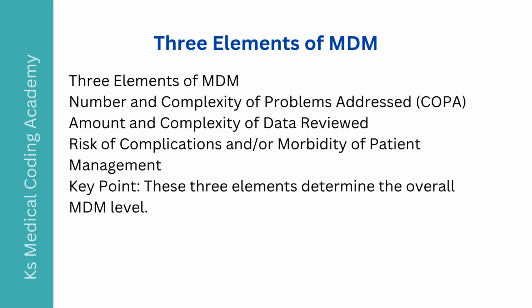Medical decision-making is based on three key elements. The first is the number and complexity of problems addressed, also called COPA. The second is the amount and complexity of data reviewed and analyzed. The third is the risk of complications or morbidity associated with patient management. In the next section, we will begin by exploring the first element, COPA, in detail.